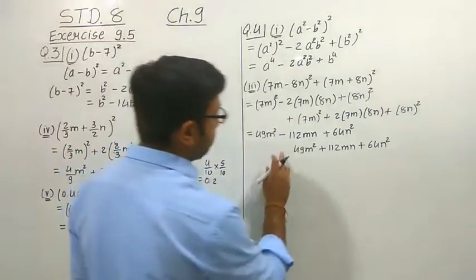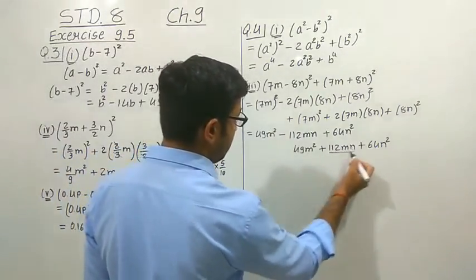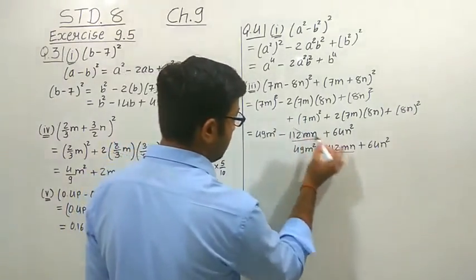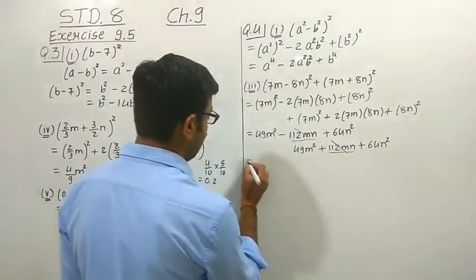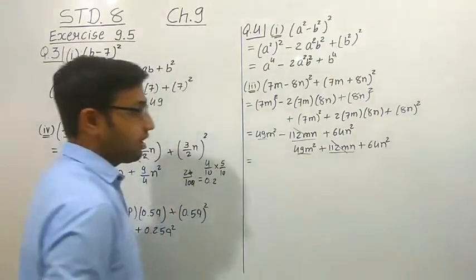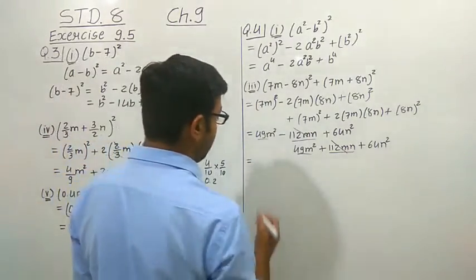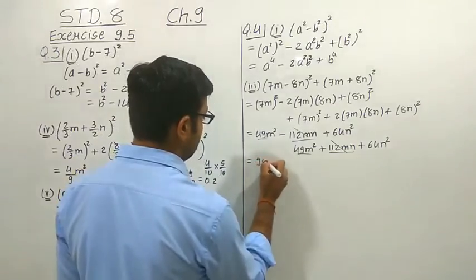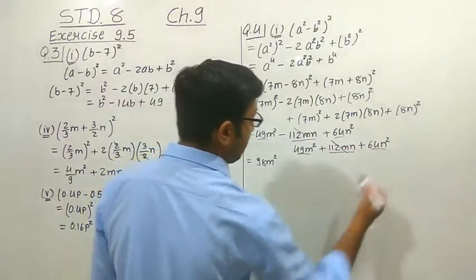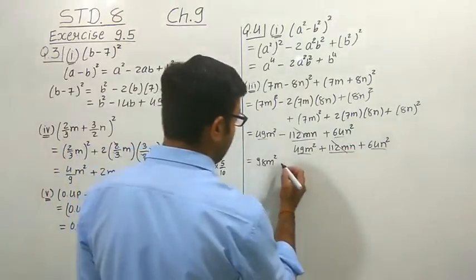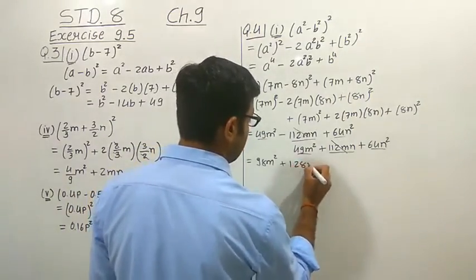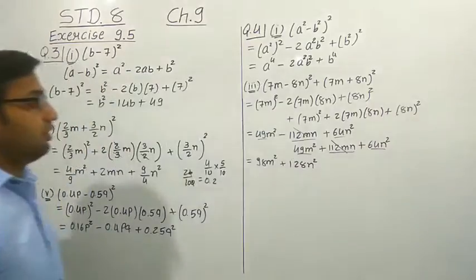So now you can see that this term and this term are like terms. One is positive, one is negative, so we can cancel it like this. Further, this 49 m square and this 49 m square are also like terms, so we can add them. We get here 98 m square, and 64 n square and 64 n square are also like terms. We can add them. What we are getting here is 128 n square. So this is our final answer.